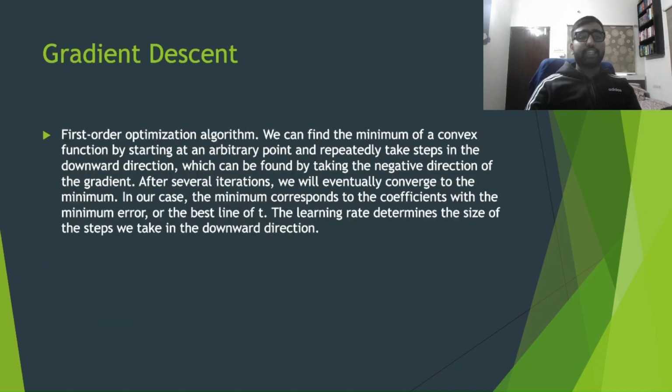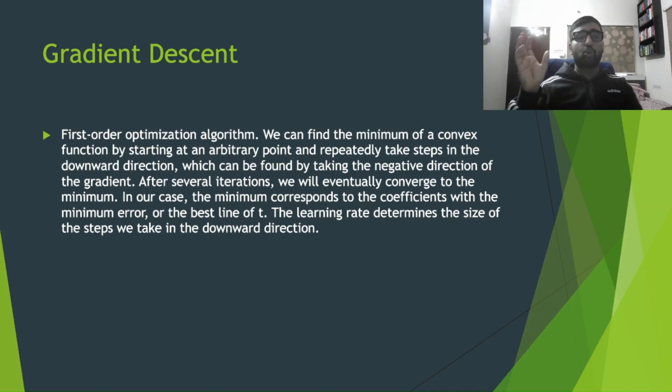Now we are going to understand how gradient descent is used to optimize the parameters. It is a first order optimization algorithm. We can find the minimum of a convex function by starting at an arbitrary point and repeatedly taking steps in the downward direction, which can be found by taking the negative direction of the gradient. So this is basically the algorithm of gradient descent: we start from an arbitrary point, and from that point we start taking steps in the downward direction. We determine the downward direction by using the gradient.